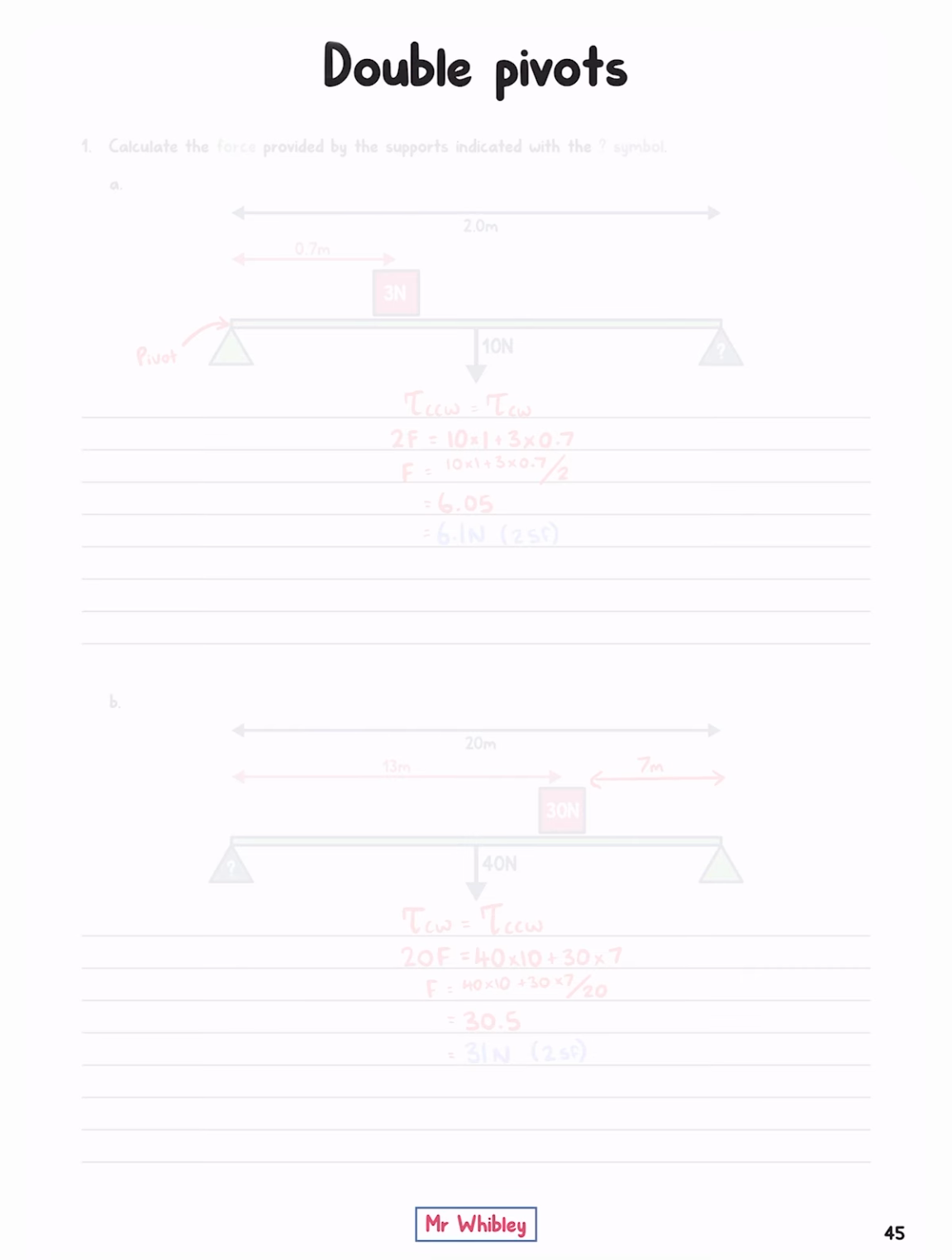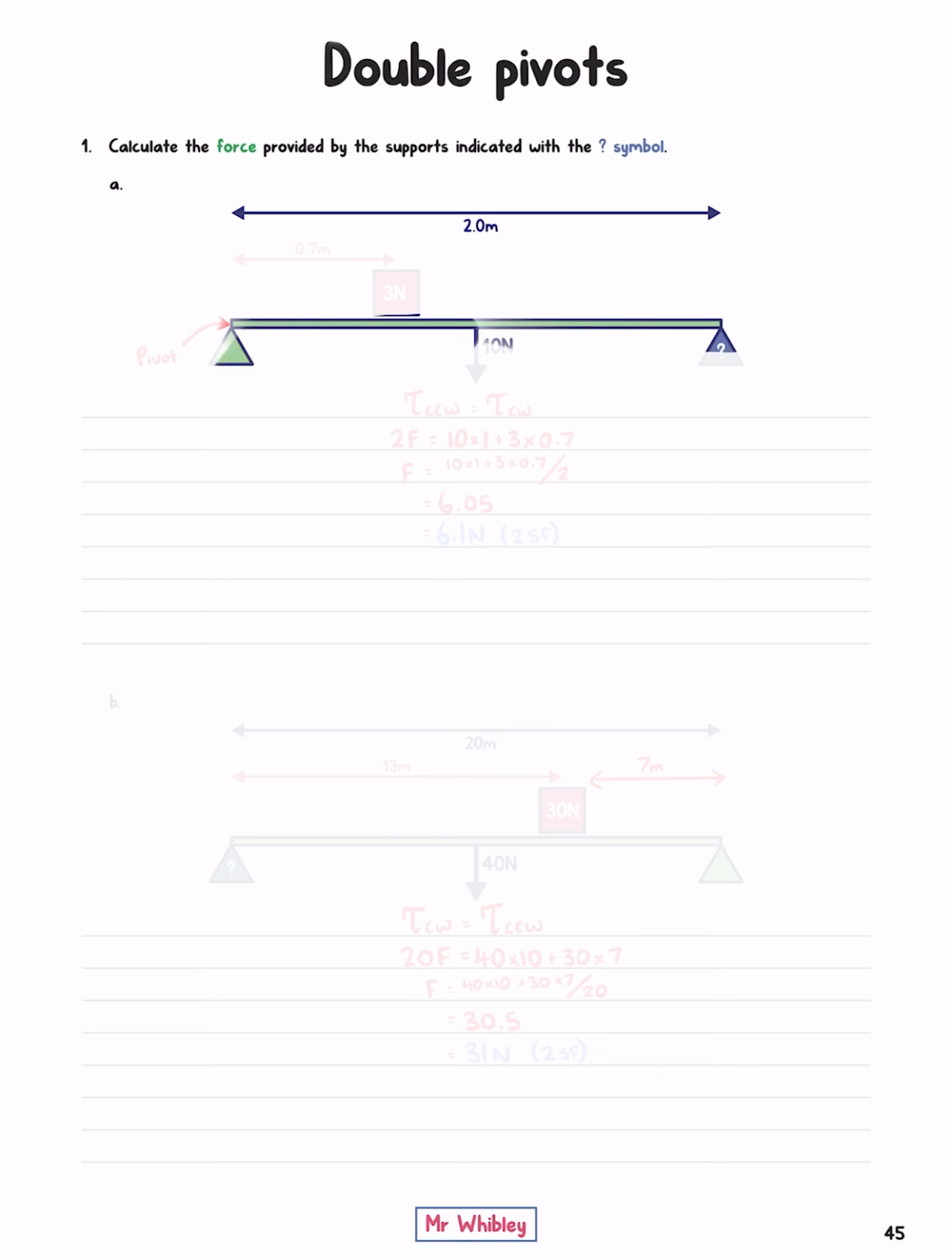Double pivots. Question 1. Calculate the force provided by the supports indicated with the question mark symbol. For section A, we have a beam that is 2 meters long, supported by 2 pivots, where the value of the force provided by this one is what we're trying to find. We're given that the weight force of the beam is 10 newtons, and we have a 3 newton mass, which is 0.7 meters from the left pivot.